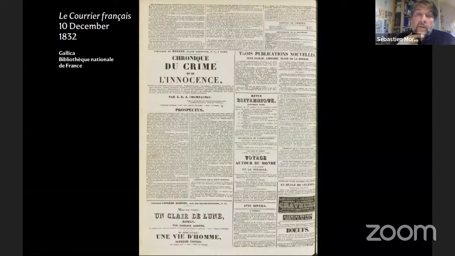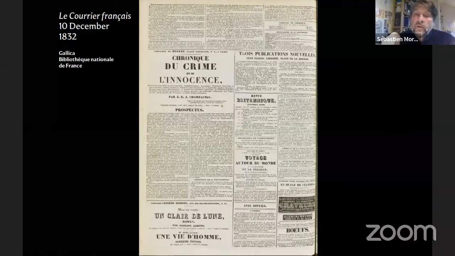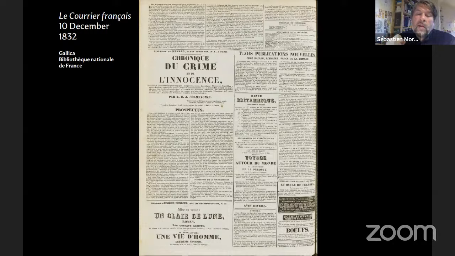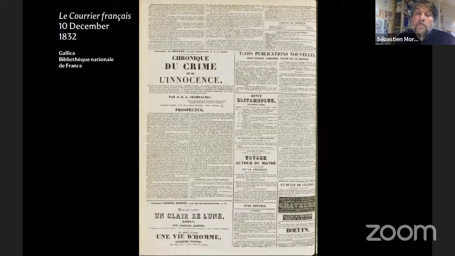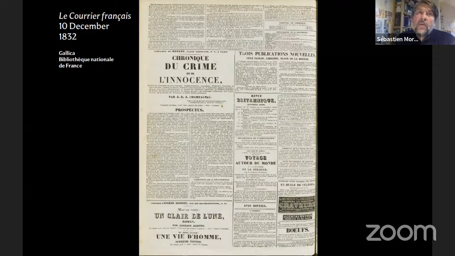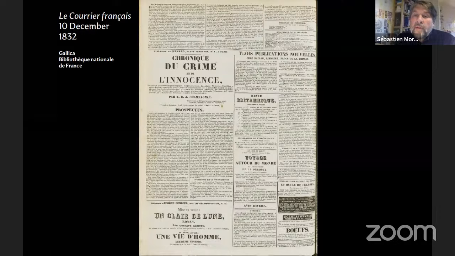And there is also the introduction of wood engraved ads. So on the one hand, new types were introduced to set these ads, and on the other hand, newspapers would commission made-to-measure wood engraved ads. And so some of them are really unique, and some of them, of course, were stereotyped, so they could be used in many newspapers.